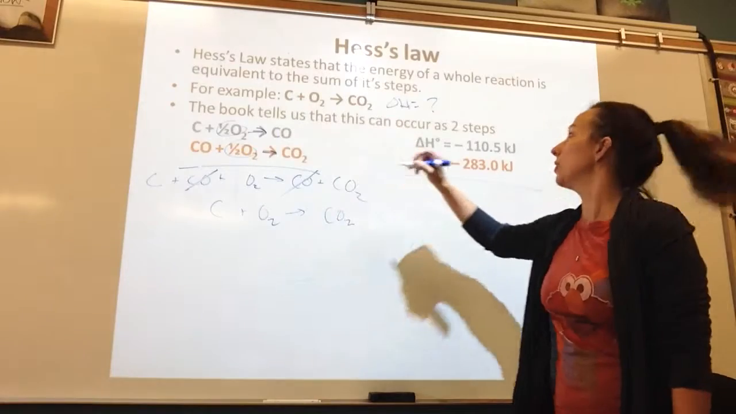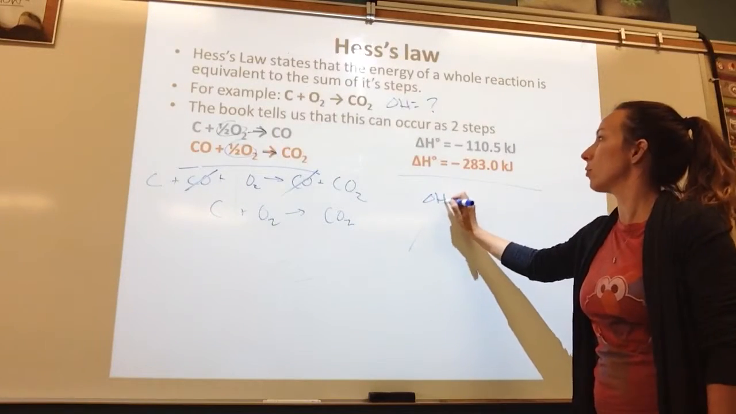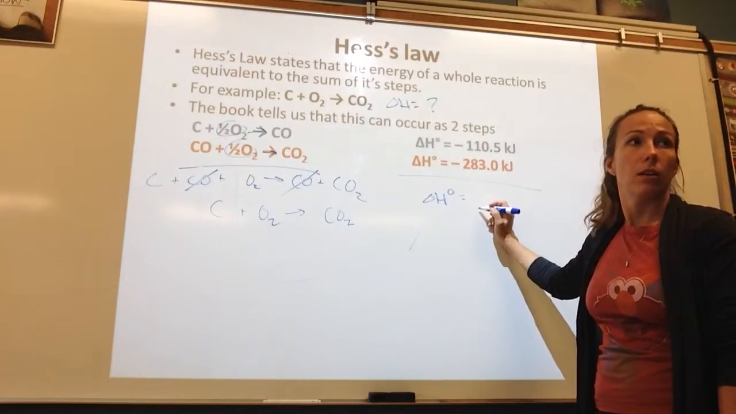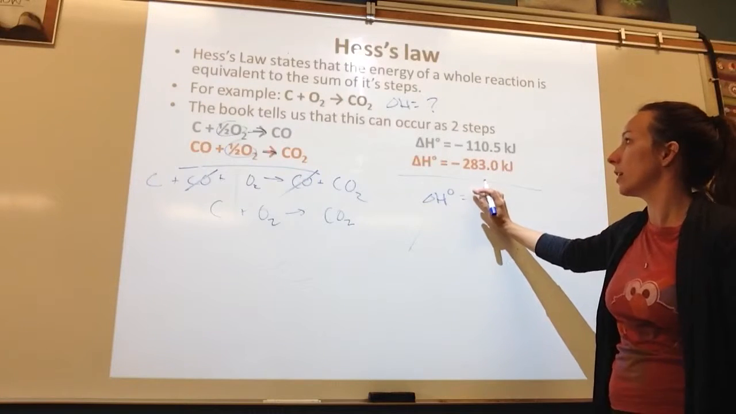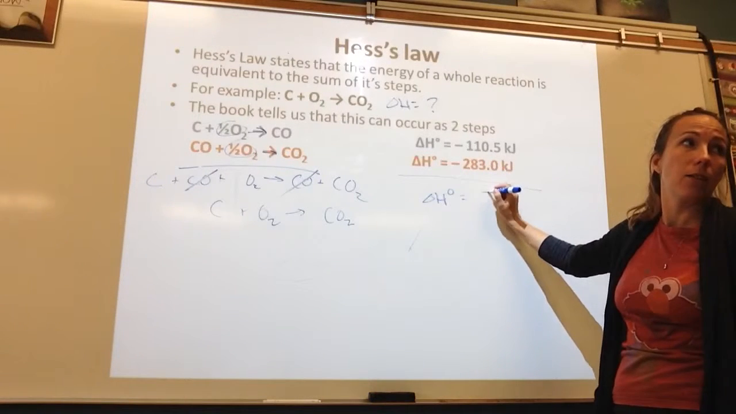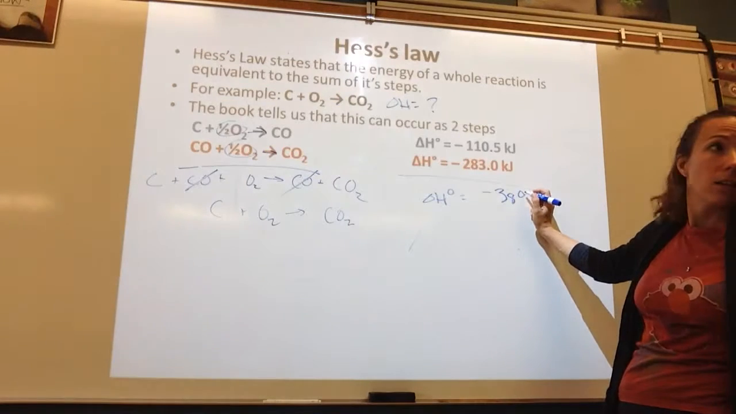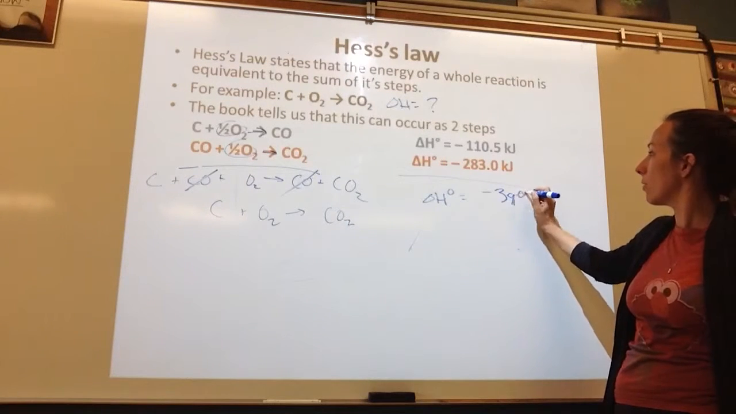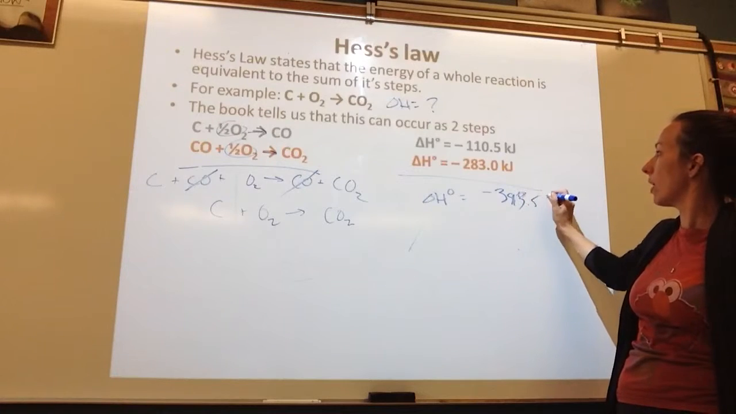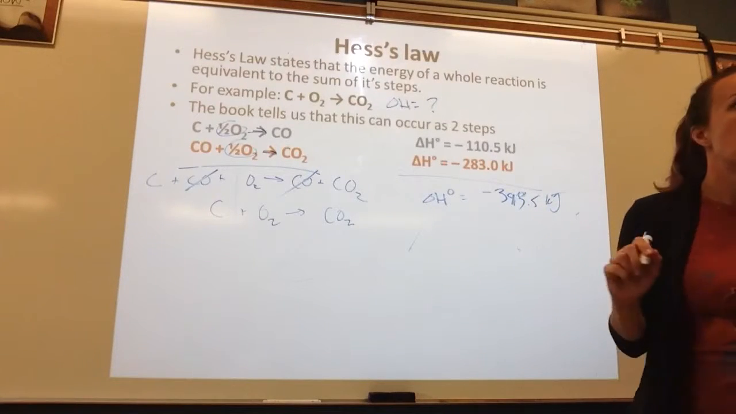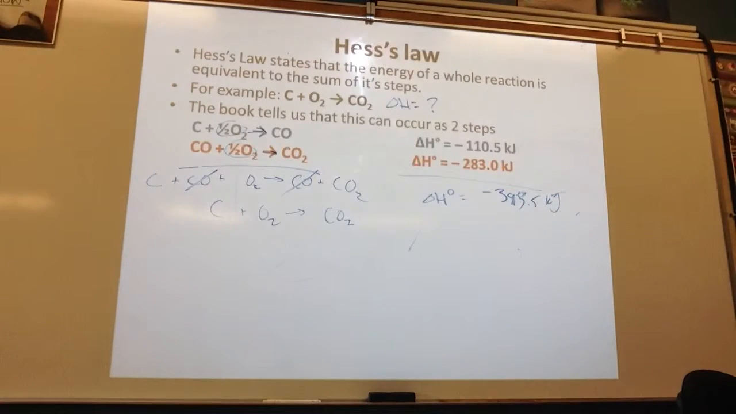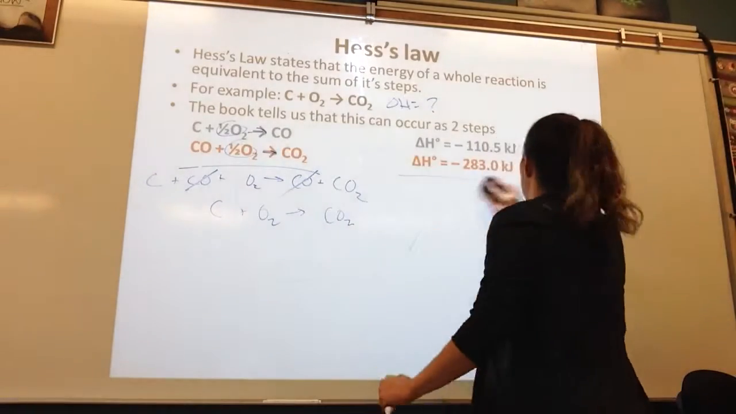And your delta H's should then also be added up. And so negative 110 and negative 283 make negative 393.5 kilojoules. Everybody okay with that? And so let's watch the pictures come down.